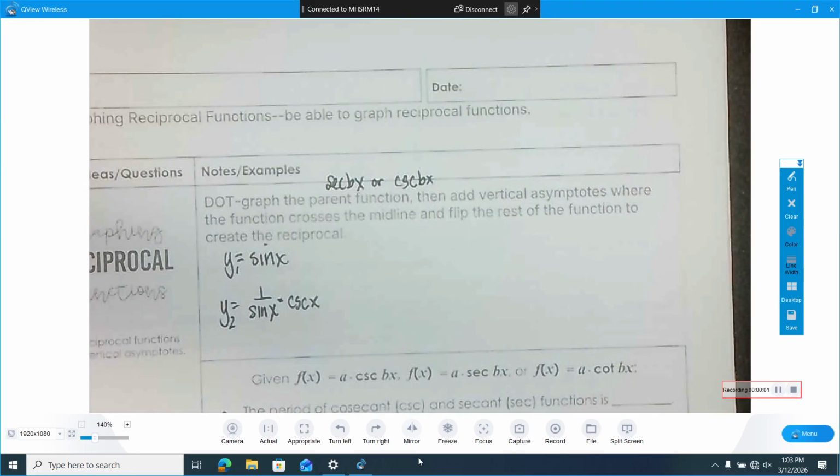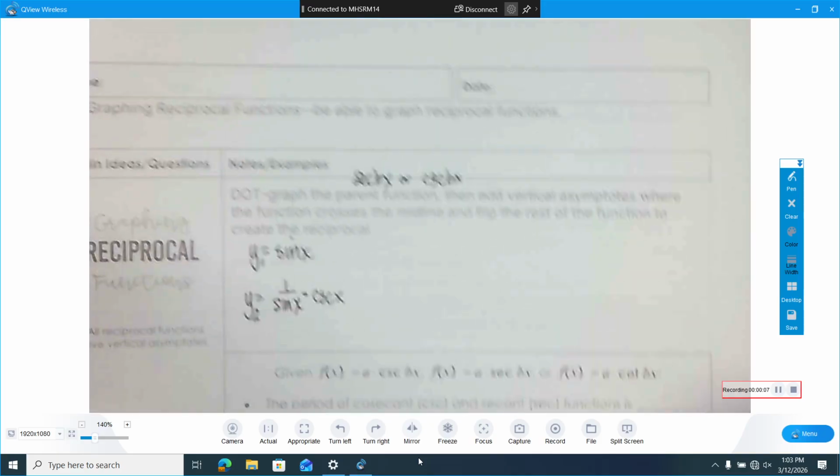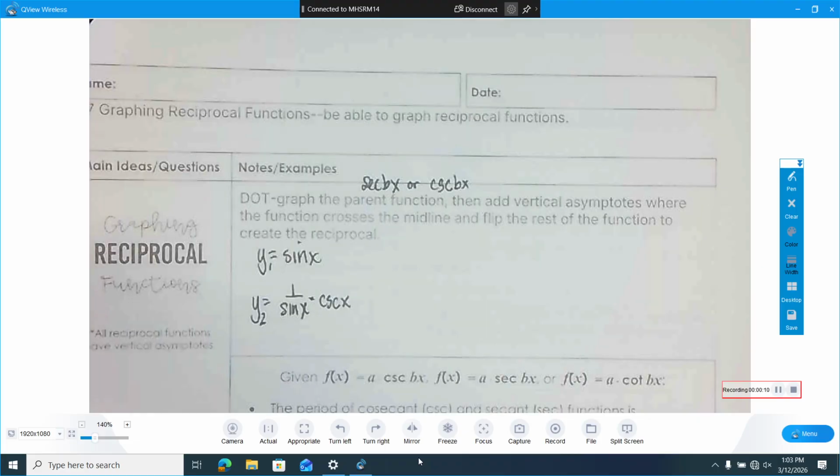We are graphing reciprocal functions today. And to get started, I want you to graph these on your calculator so you can see what they are. Plus, it's good to know how to graph them on your calculators.